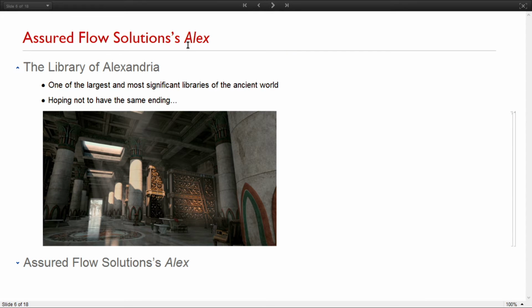So before we started, we had this naming challenge for this R&D tool that we wanted to build, and the winner was someone who submitted the name Alex, named after the Library of Alexandria, which was the largest and most significant library of the ancient world. And it was only about 2 weeks after that someone pointed out that library actually burned down. So we're hoping not to have the same fate with our Alex.